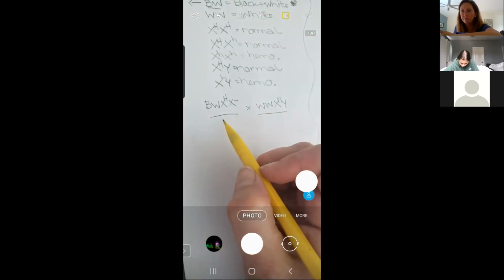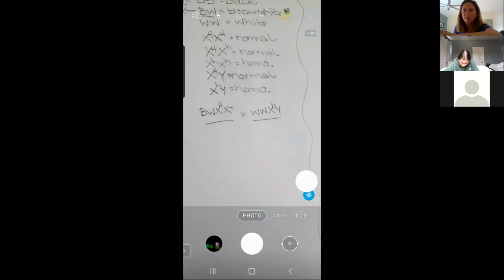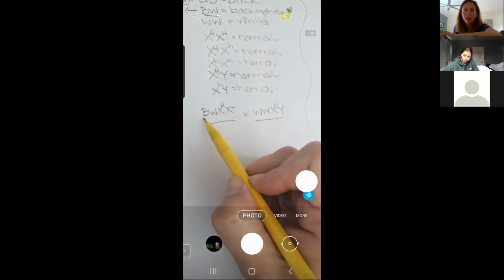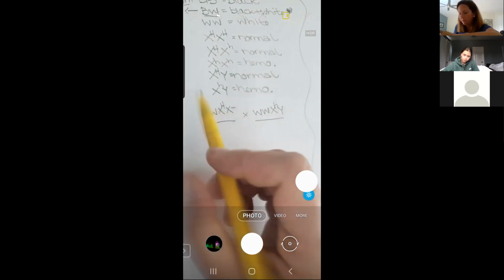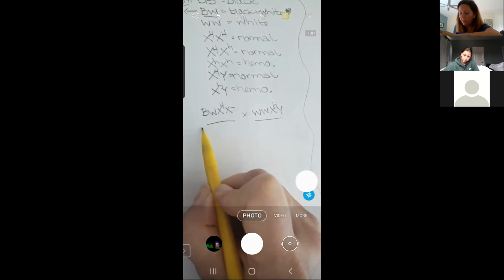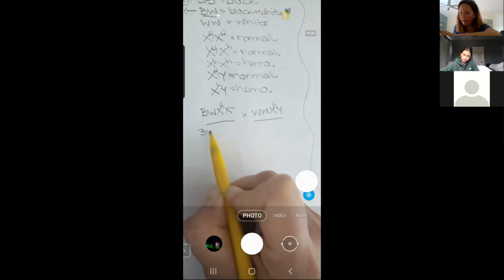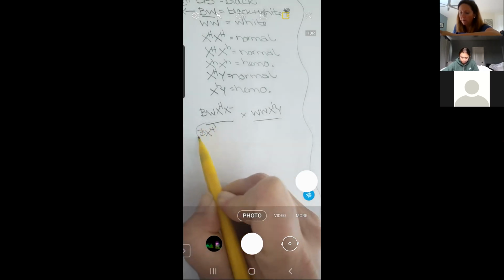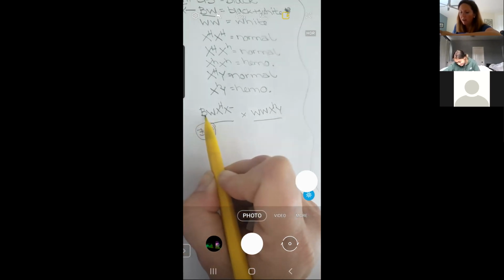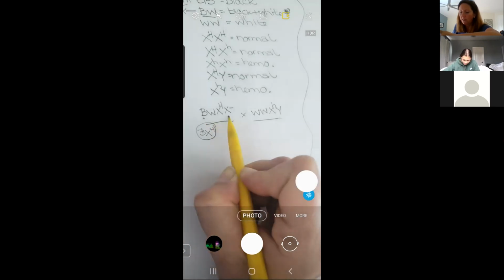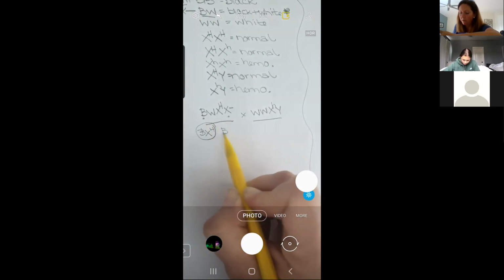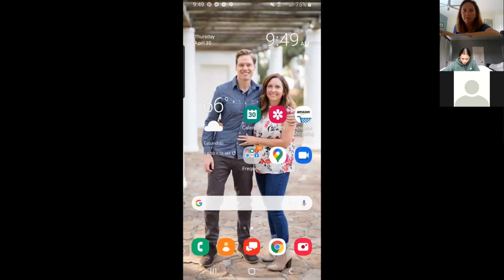So we need a FOIL. FOIL is, again, where you take the first letter of each of the two traits and combine it. For the F, we're going to take our B and combine it with our X that has the capital H on it. Then I'm going to take the outside letters, which is this B and this X, and combine them. Even though we're unsure of the letter on the X, we're going to just leave it like that.